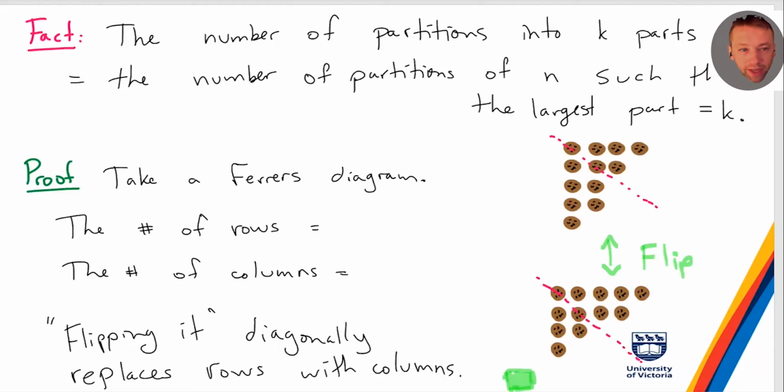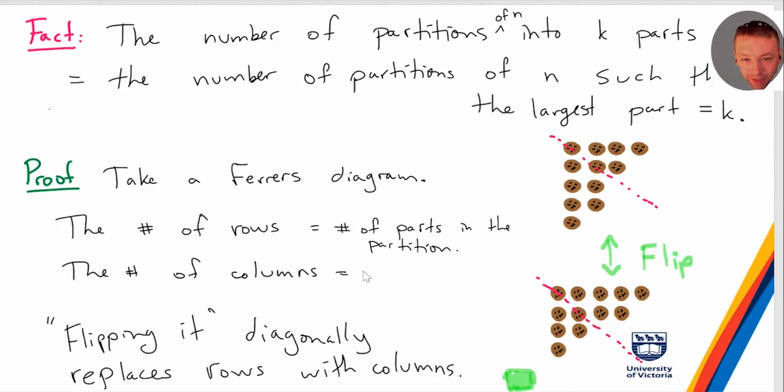The thing I want to tell you using Ferrers diagrams is that the number of partitions into k parts is equal to the number of partitions, so this is a partition of n, the number of partitions of n into k parts is equal to the number of partitions of n such that the largest part is equal to k. And the proof is just to take a Ferrers diagram, right? The number of rows in a Ferrers diagram is equal to the number of parts in the partition. So if we're dealing with partitions into k parts, then it will be equal to k.